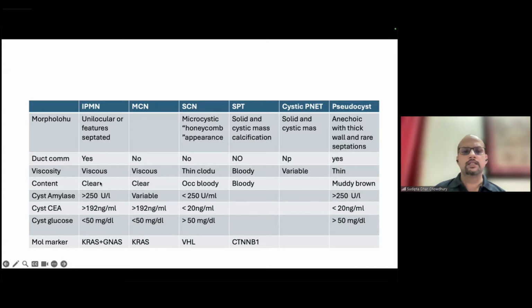In most of the lesions, the aspirate is generally clear, except for serous cystadenoma, which is occasionally bloody, and in solid pseudopapillary tumors, which can be bloody. The cyst fluid amylase is something we use. In IPMN, the cyst fluid amylase can be high because of the ductal communication, and in cirrhosis, obviously, it is high. But in all other circumstances, cyst fluid amylase is low.